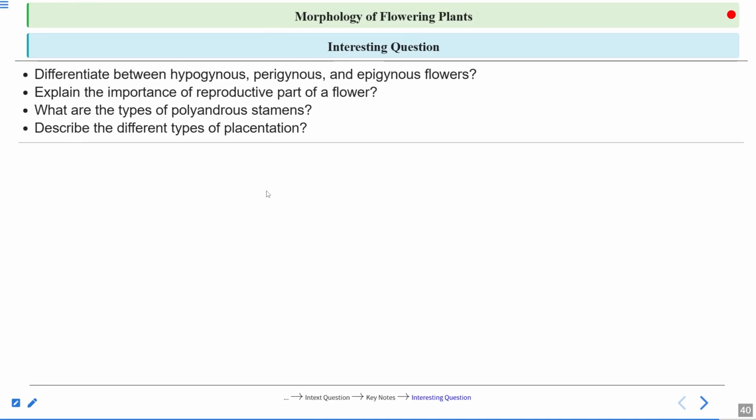Now these are some interesting questions that you are going to solve on your own. Differentiate between hypogynous, perigynous and epigynous flower. Next question: explain the importance of the reproductive parts of a flower. What are the types of polyandrous stamen? And the fourth one: describe the different types of placentation. We have studied placentation today, so you have to describe that.